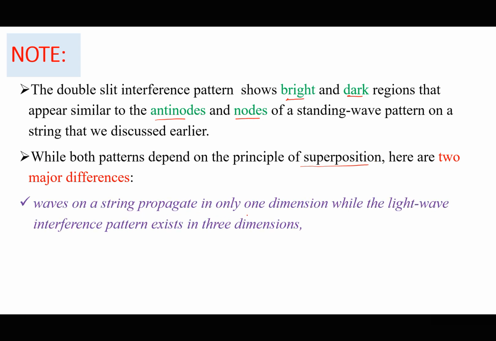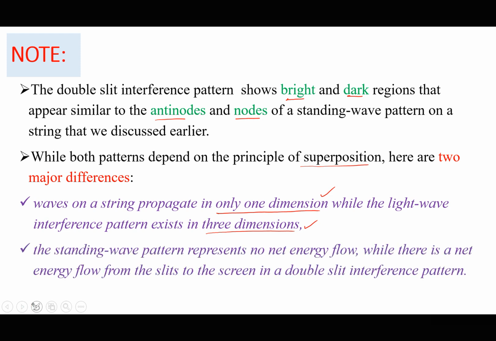Waves on a string propagate in only one dimension, while light wave interference patterns exist in 3 dimensions. That's number one. For a string, the waves are in only one dimension, but for light, the waves propagate in 3 dimensions. That's a big difference. And number two, the standing wave pattern represents no net flow of energy for a stationary wave, while there is net energy flow from the slits to the screen for the double slit interference pattern. So for a stationary wave, there is no net flow of energy. But for the double slit interference patterns, when the patterns are formed, there is energy flow from the slits to the screen where the patterns are formed.